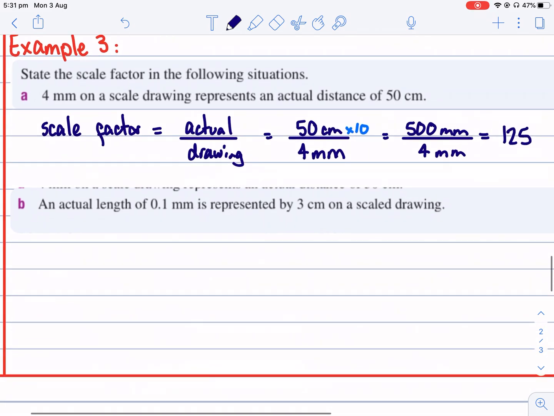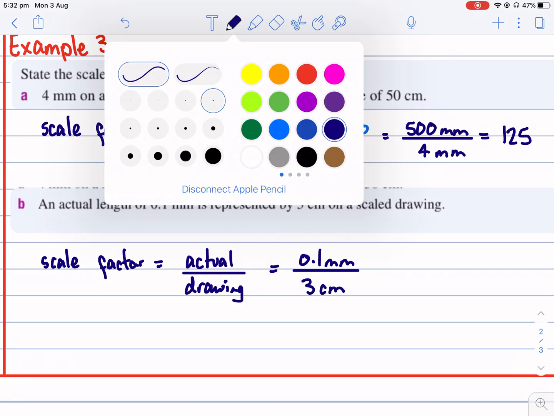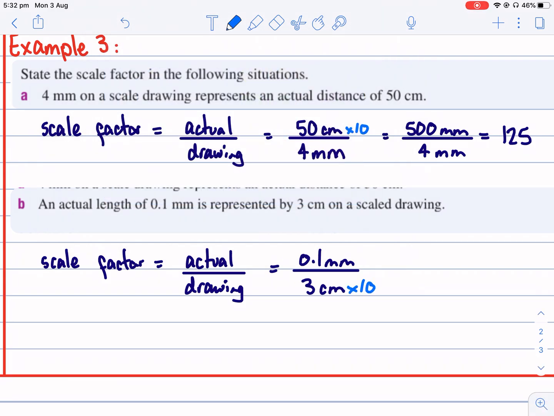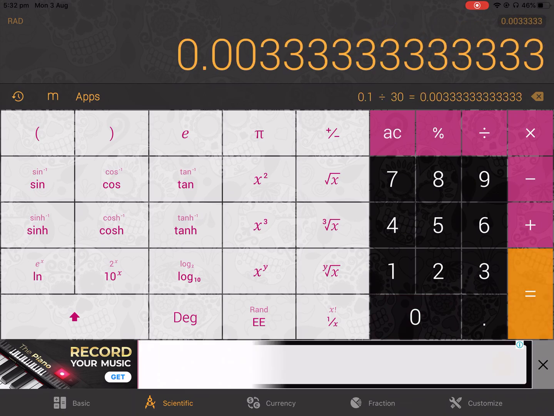And if we've got an actual length of 0.1 mil represented by 3 centimeters in the drawing, oh, so we're blowing it up. So here the scale factor equals, again, actual over drawing equals, well, we've got 0.1 millimeters over 3 centimeters. We're going to times that 3 centimeters by 10 because I want them both to be millimeters. So we've got 0.1 over 30 millimeters, 0.1 divided by 30.